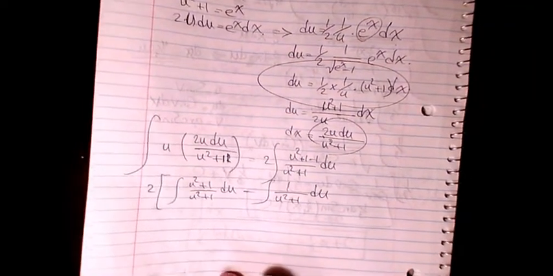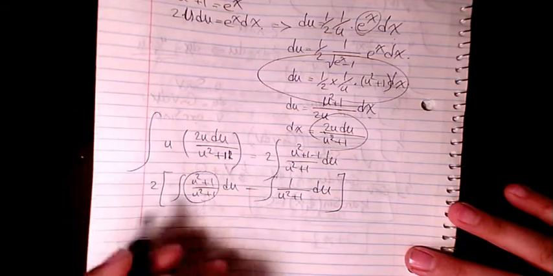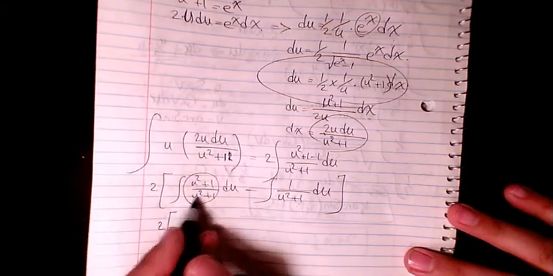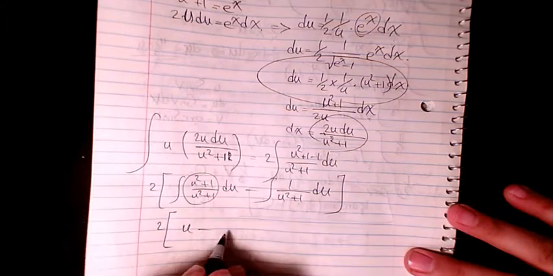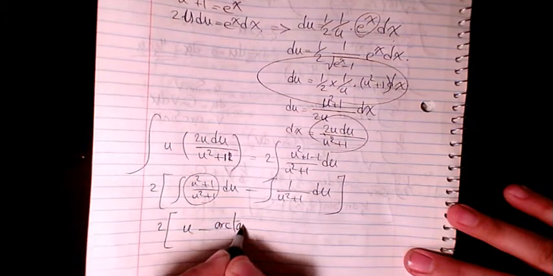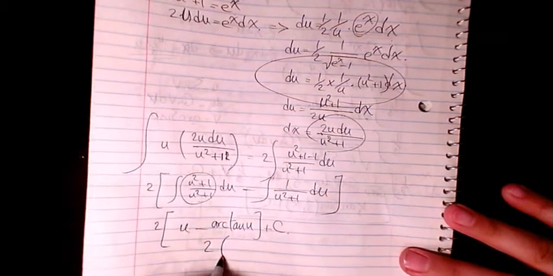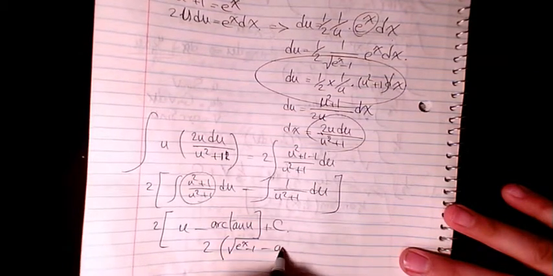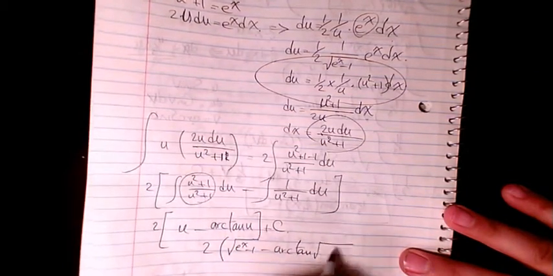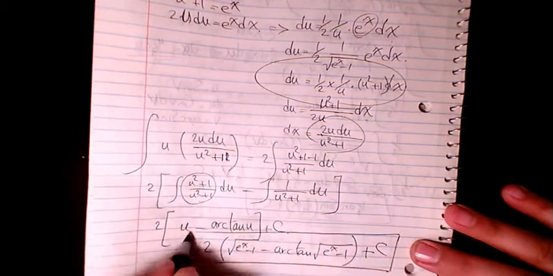And then when you do the integration, this part is going to be 1. So the integration of du is just u, and the integration of this part is arc tan u plus c. So it's going to be 2 square root of e to the x minus 1 minus arc tan square root of e to the power of x minus 1 plus c. So that's the final answer.